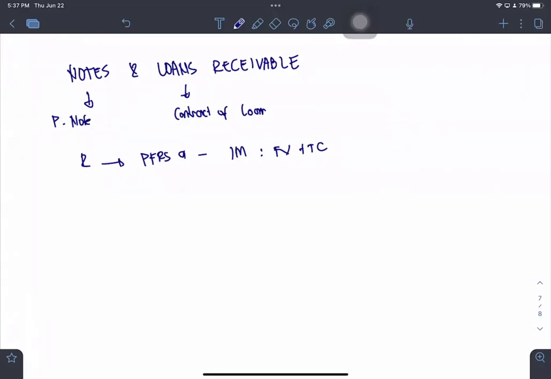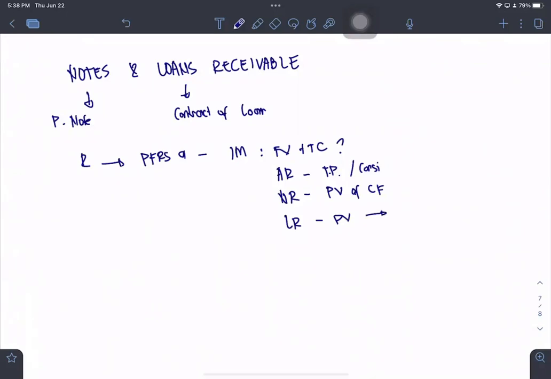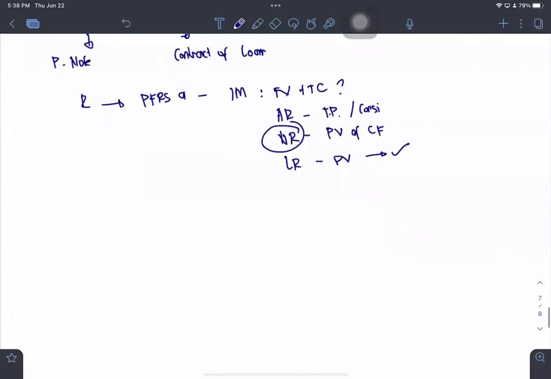So whenever we talk about fair value plus transaction cost, what is that fair value plus transaction cost in the form of your AR? We said generally that is your transaction price or your consideration. For NR, the fair value plus transaction cost is known as your present value of cash flows. For loans receivable, it is also your present value, which we will discuss later on how to compute. Let's proceed first for your NR.